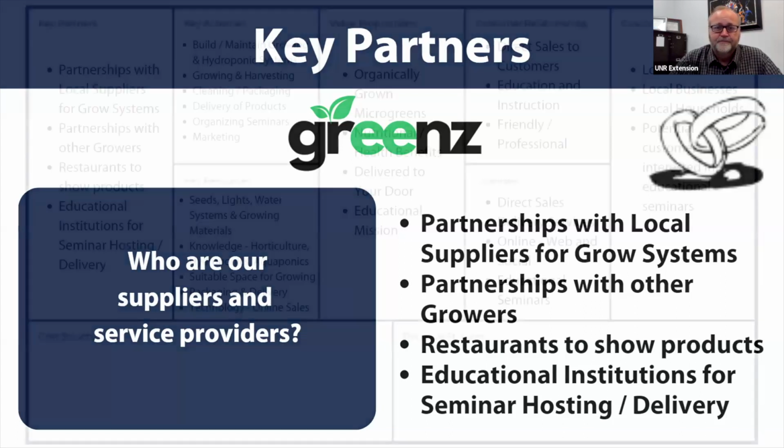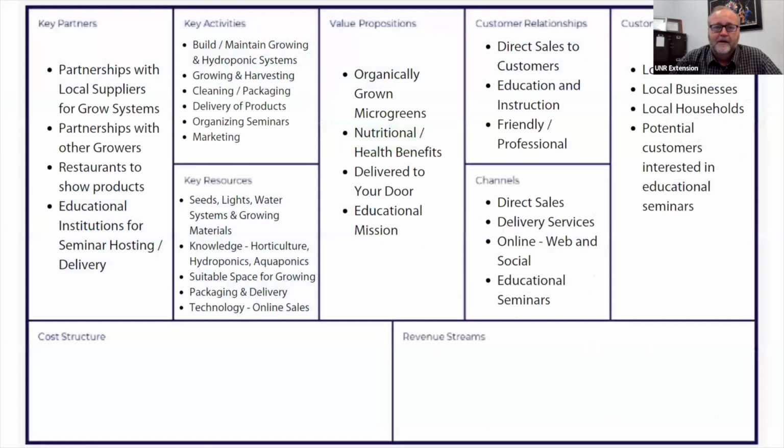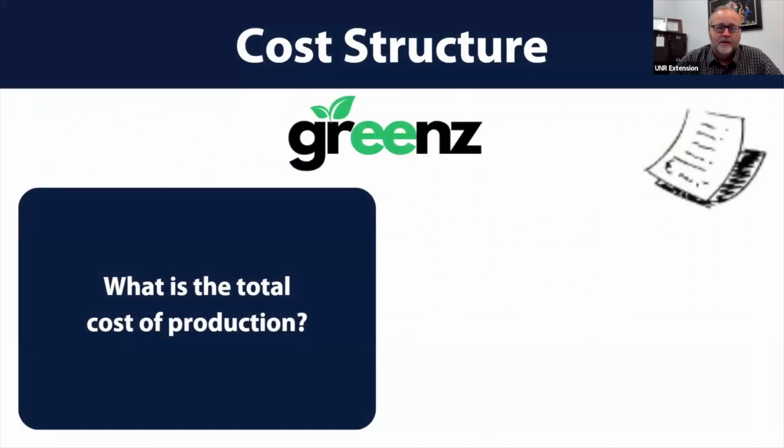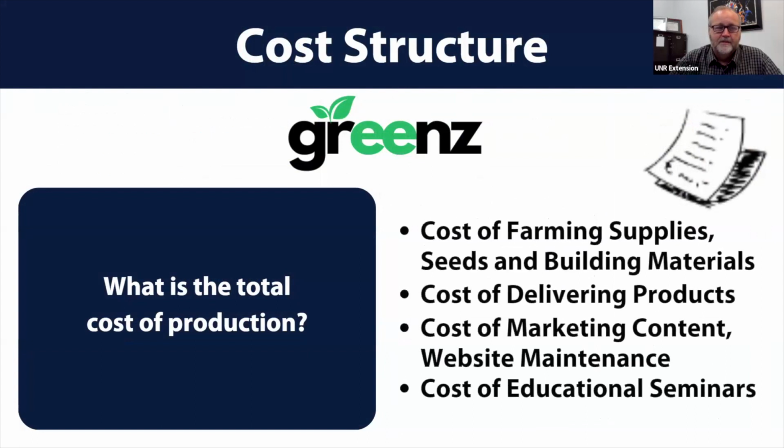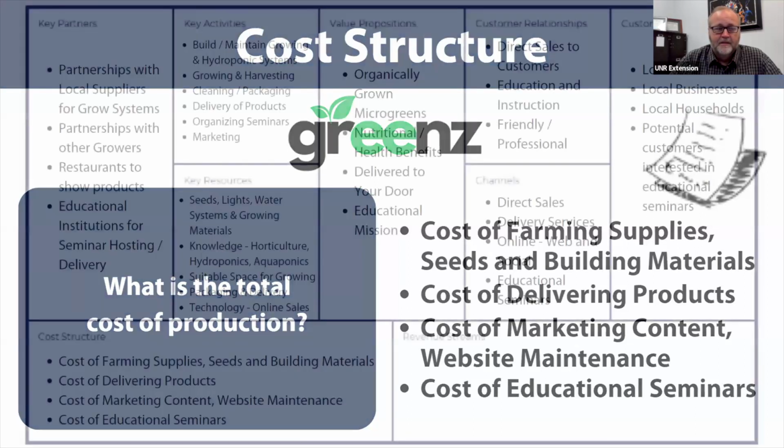All right, next comes our cost structure. What is the total cost of production? So the costs we have are farming supplies, seeds, building materials. There's the cost of delivering products. There's the cost of marketing content. Website maintenance is going to be a cost as well as the cost of doing those educational seminars. So that's our cost structure. So we fill that in.